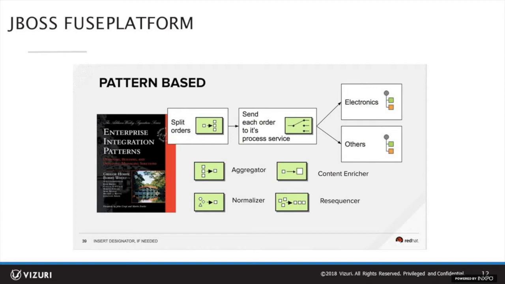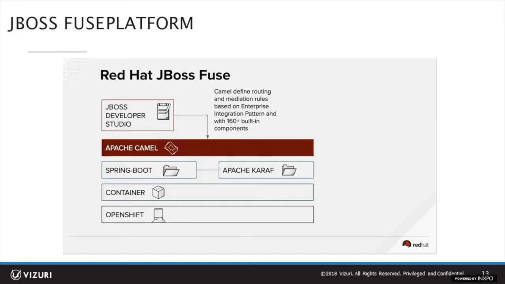It uses popular enterprise integration patterns that have been published and implements those using the Apache Camel framework. So these are the components that make up Fuse. On the developer side, you have JBoss Developer Studio. This is where you build your agile integration using Apache Camel. Then you build and deploy those in several mechanisms. The Fuse platform supports Spring Boot or Apache Karaf deployments. And for microservices, you can turn those into Docker containers and deploy those on OpenShift.